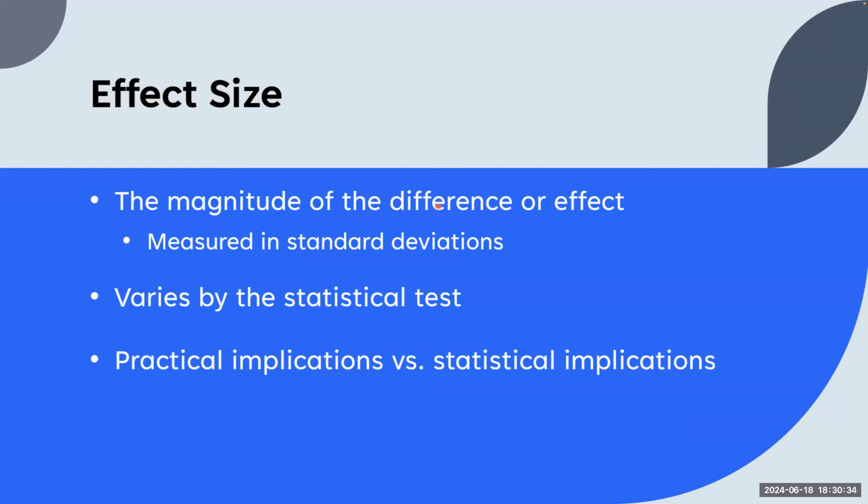Well, suppose we got a significant relationship. Well, how large was that relationship? You know, what was the direction of that relationship? That's what we're talking about with effect sizes, and that gives us practical implications or meaningful results.